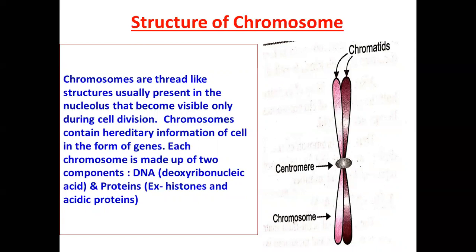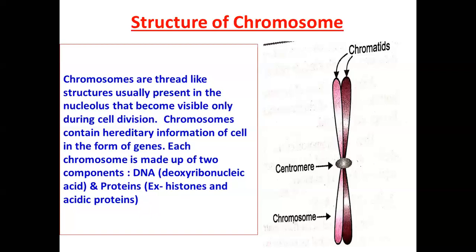Now, what is this chromosome? As you can see in the diagram, it is very clear. Chromosomes are thread-like structures usually present in the nucleus that become visible only during cell division. Cell division we will study at the end, that is mitosis and meiosis. Chromosomes contain hereditary information of the cell in the form of genes, which are also known as hereditary units.